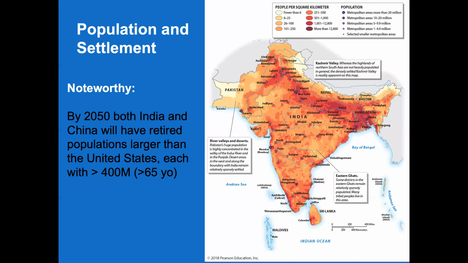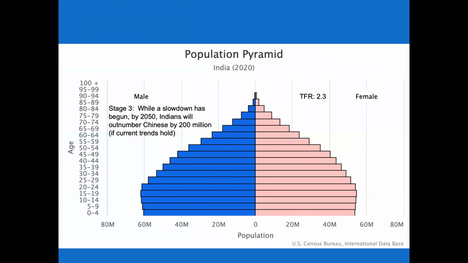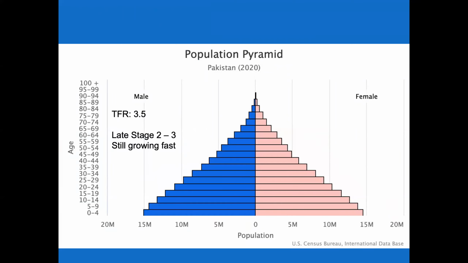So that's also happening in India. So these are some of the pyramids. So this is one for India. Notice the x-axis is in tens of millions. So there's a slowdown taking place in India. That's probably good. And it's believed that Indians will outnumber Chinese by about 200 million if current trends continue.